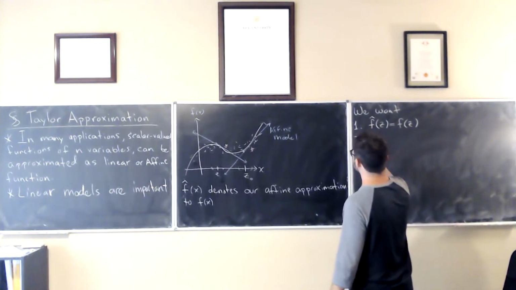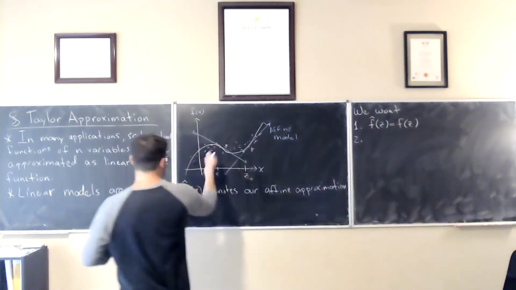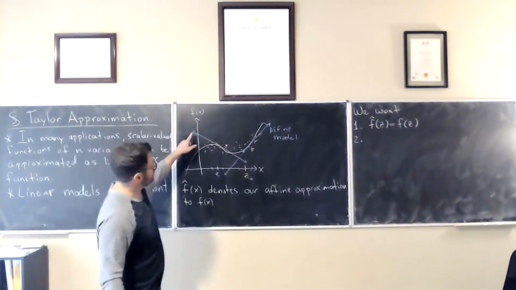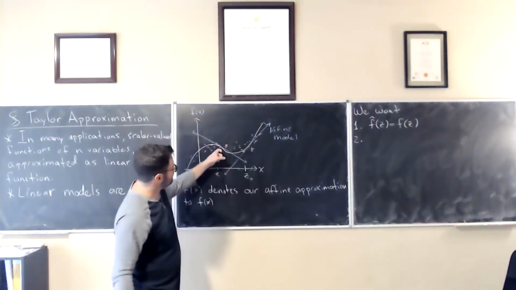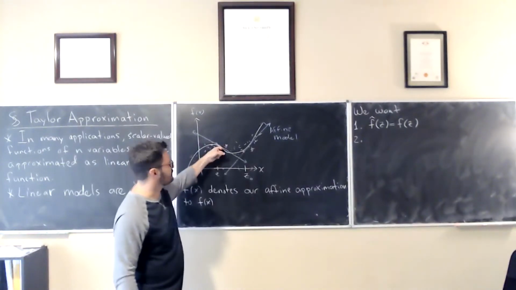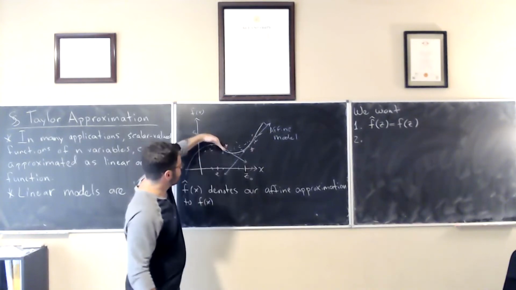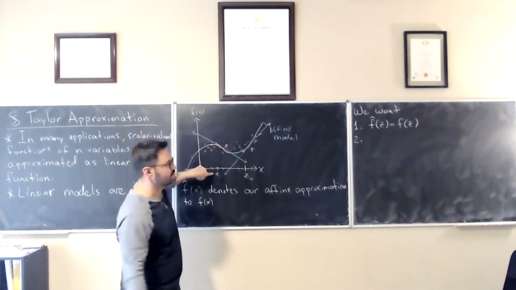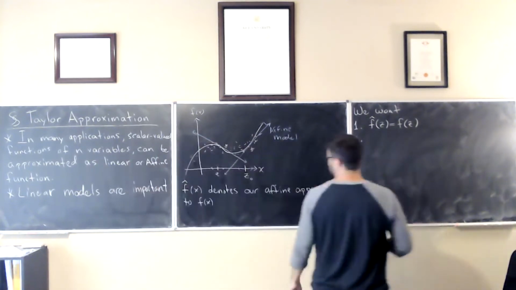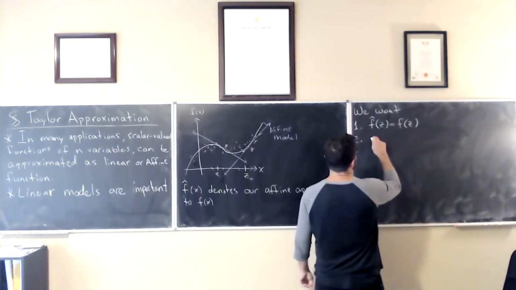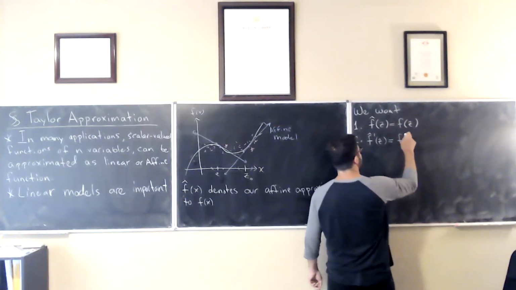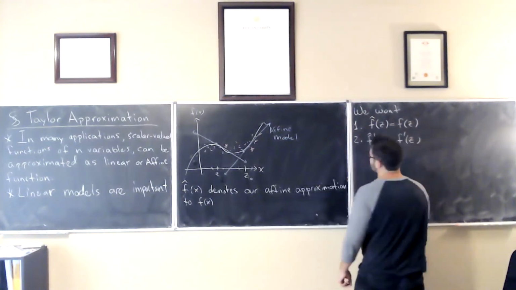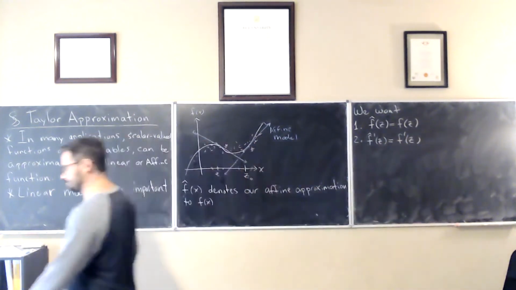The second thing that I want to point out is that the slope of this line, the derivative of the approximation, is the same as the derivative of the true function at that point. They both have the same slope at that point z. So what we want is for the derivative of our approximation to equal the derivative of the true function at that value.